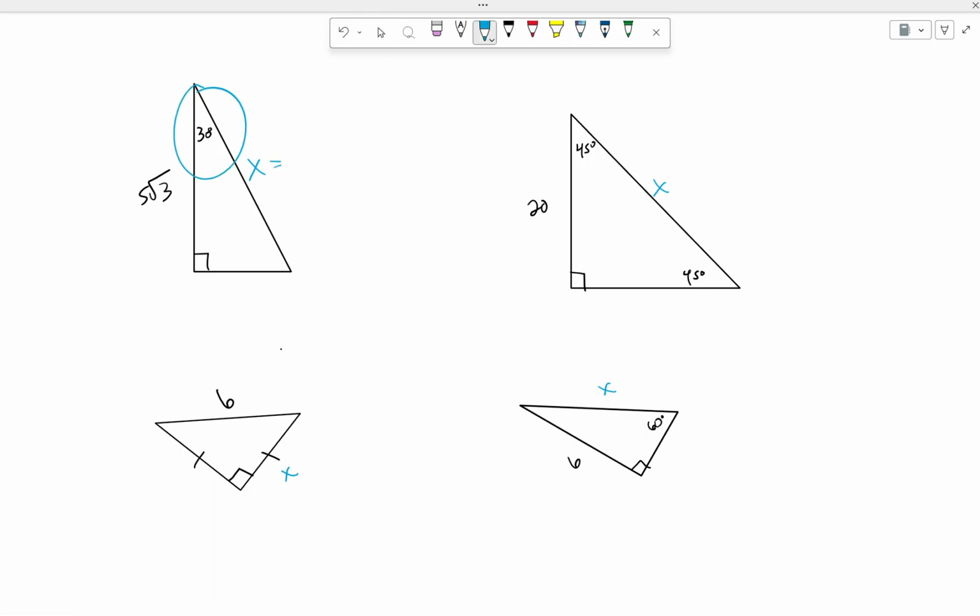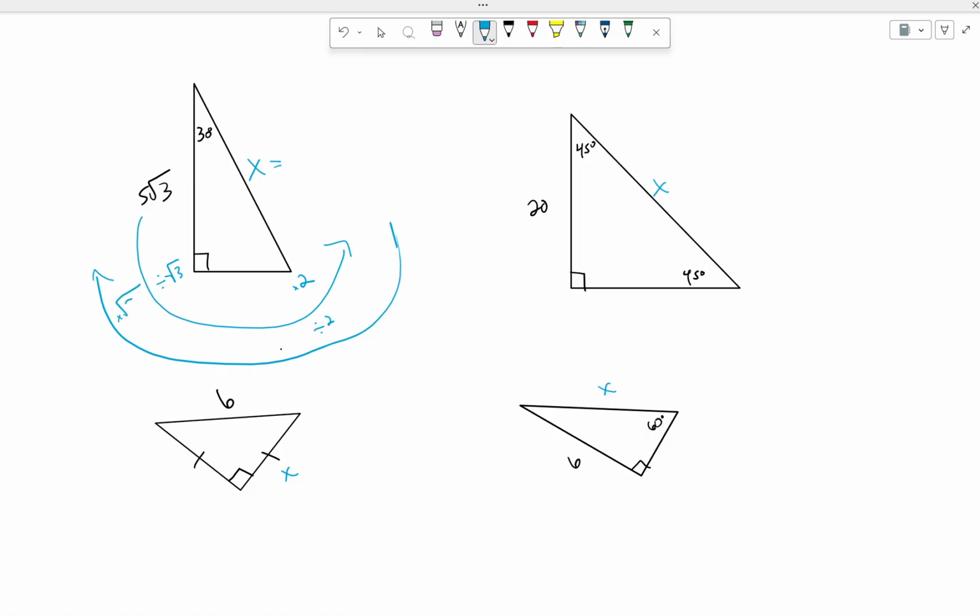Well, this right here is a 30, 60, 90. They gave me my long leg, okay? To go from long leg to short leg, I have to divide by rad 3, right? Because that's the way this guy goes. This is going to be divide by rad 3, and this is going to be times 2. If I were going to go the other way around, this would be divide by rad 3, and this would be times rad 3.